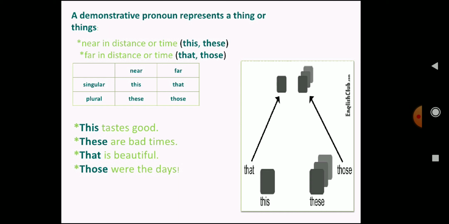This stays good. So you can see this stays good, where that table is, where that card is, right? These are bad times. So these are bad times. Again you can see the cards. That is beautiful. You can see the arrow. That is beautiful, far away. Those were the days. Those. We are talking about a plural noun. And see the arrow. Those. Far away objects, right? So this was the concept of demonstrative pronouns. I hope this is clear to everyone.